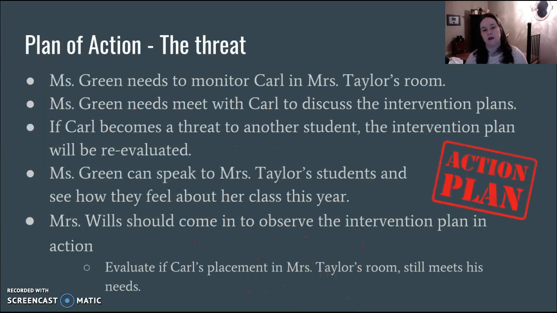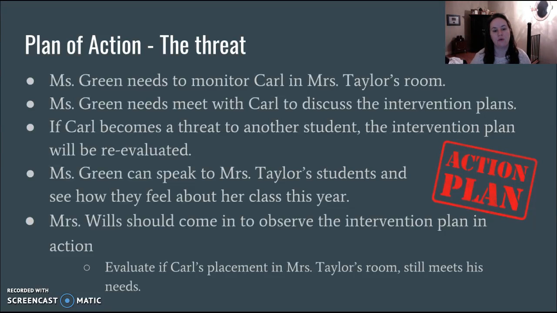Looking at the threat first, Ms. Green needs to go monitor Carl in Mrs. Taylor's class. It mentioned that she had already done that, but I think that needs to be revisited again. And then Ms. Green also needs to be the one who discusses the intervention plan with Carl. It doesn't seem like he would be very responsive to Mrs. Taylor, so Ms. Green should be the one who does that.